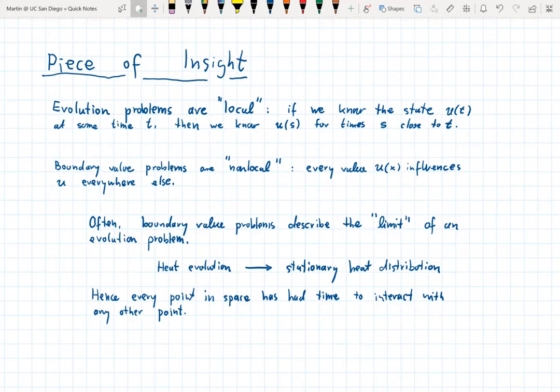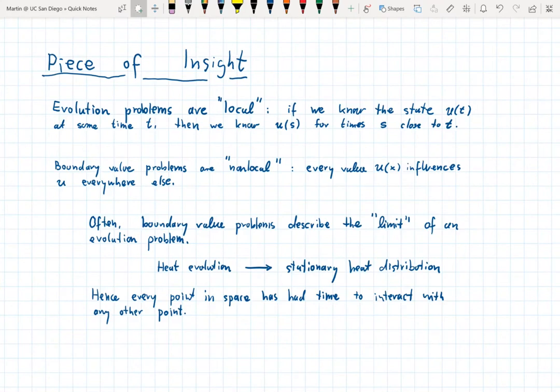There's also a physical interpretation to that. Namely, fairly often, boundary value problems describe the limit, so to speak, of an evolution problem. For example, if I take the heat evolution and let the heat distribute itself over time, then at some point I'm going to approach a stationary heat distribution. And as we've seen in the last video, that stationary distribution can be described by a boundary value problem without any time variables.